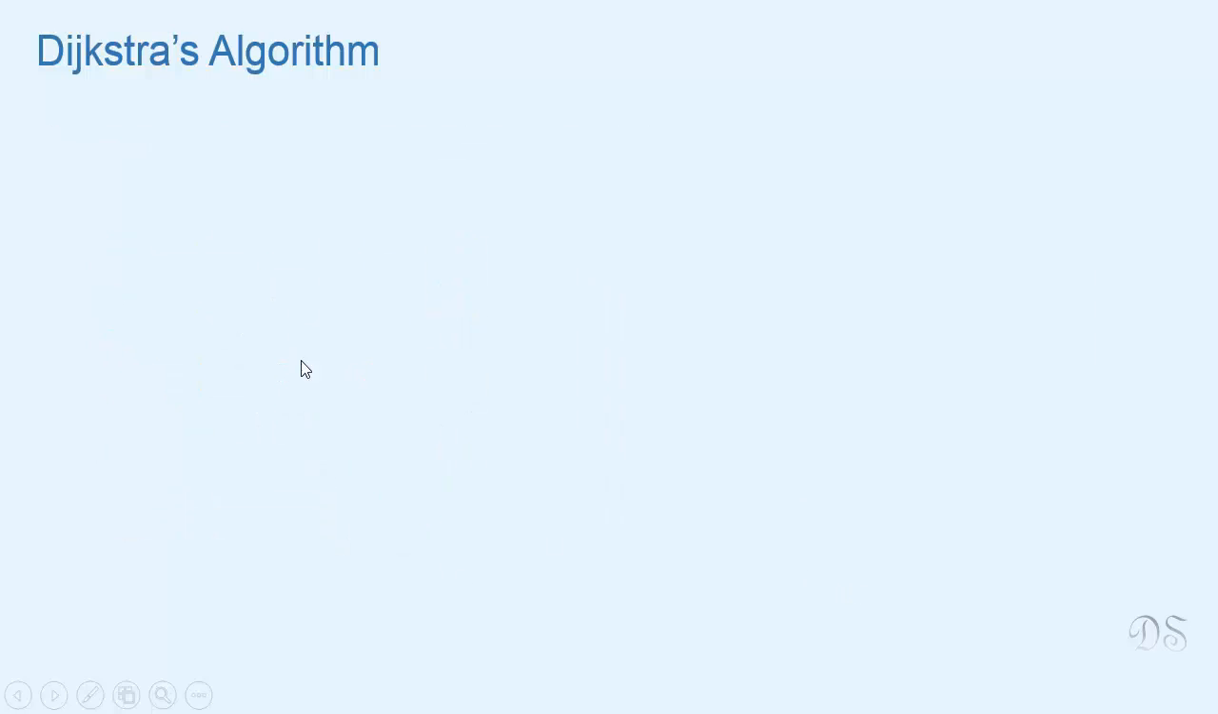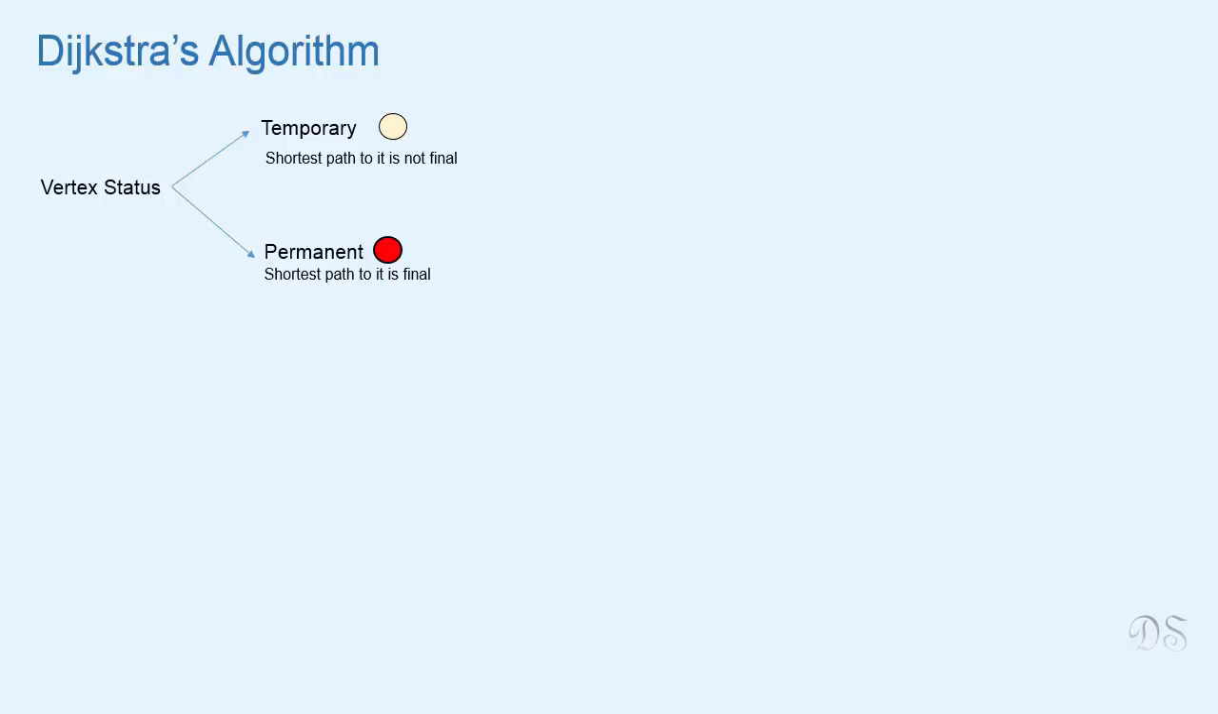Now let's see how Dijkstra's algorithm works. We'll give each vertex a status. This status can be temporary or permanent. If the status of a vertex is temporary, it means the shortest path to it has not been finalized. And if the vertex is permanent, it means that the shortest path to it has been finalized.